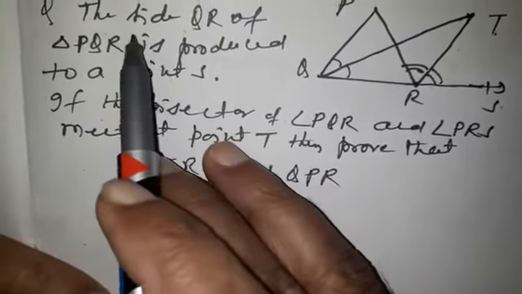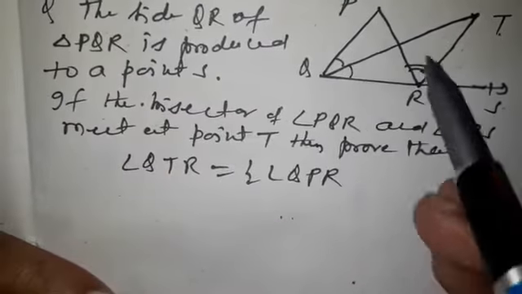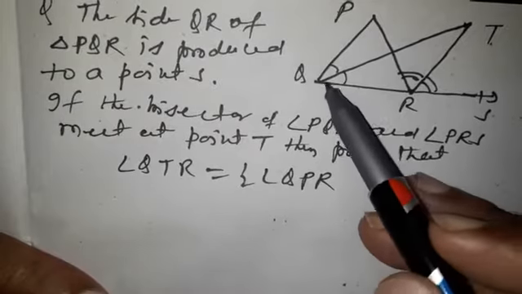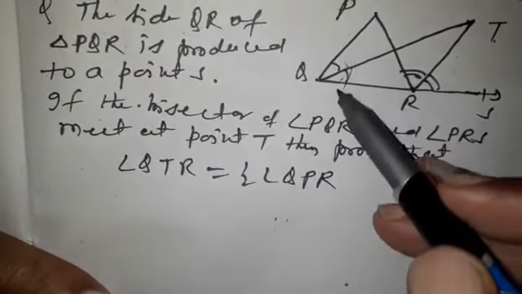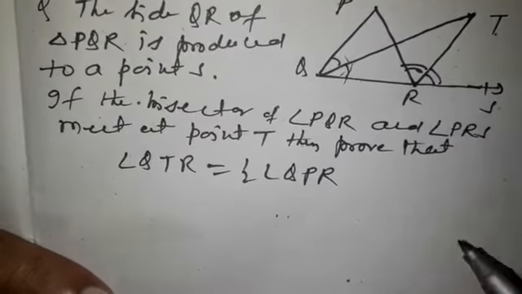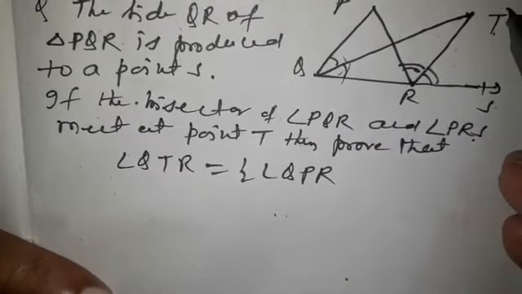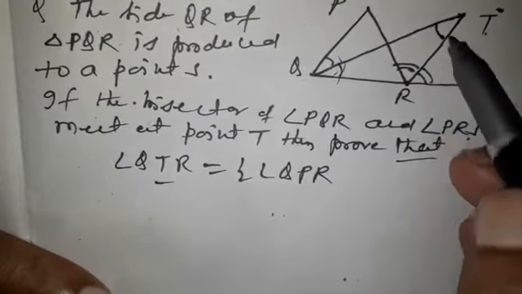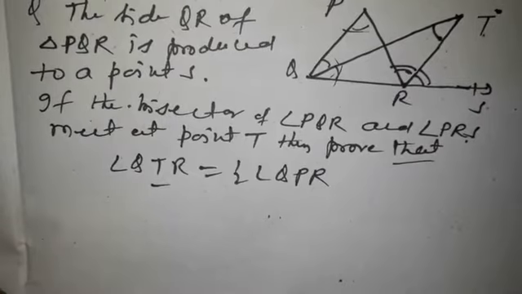Now we have a problem. The side QR of triangle PQR is produced to S. If the bisector of angle PQR, QT is the bisector of angle PQR, and RT is the bisector of angle PRS. Question is, if the bisectors of angle PQR and PRS meet at point T, then prove that angle QTR, this angle, is equal to half of this angle. How can we prove it?